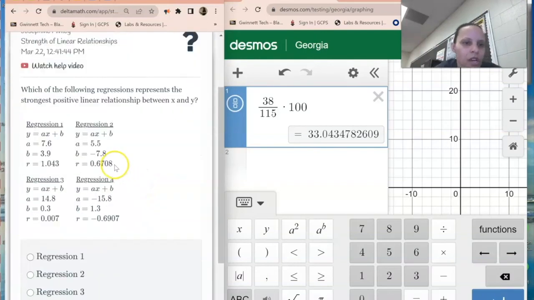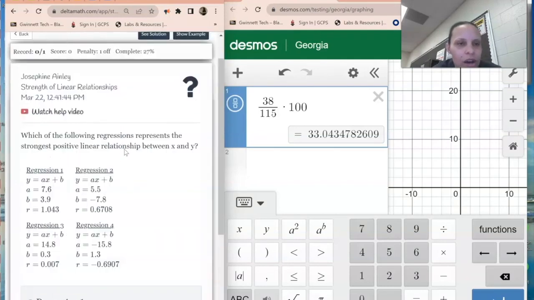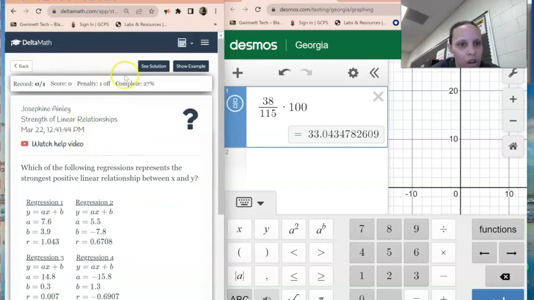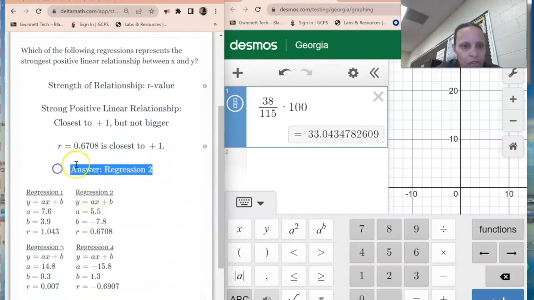Last one. All right. So again, we talked about it in the last video. Remember, very close to one and negative one, it would be very strong. So this one's asking strong positive. All right, so very close to one. Which number is closest but does not exceed one? So regression one is not it because that goes further than one, right? So this is negative. So between these two, which one is closest? Regression two. And again, I'm gonna get a few wrong just to make sure you understand. So regression two is closest.